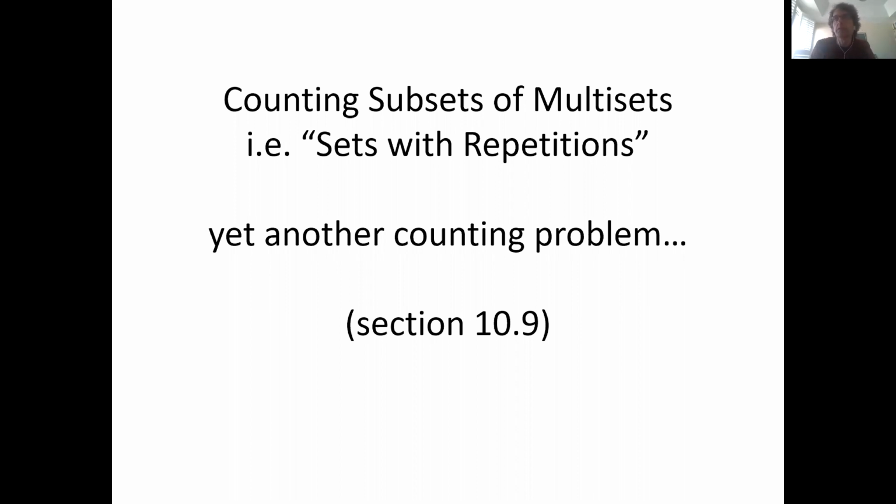We continue with the method of counting. So this is something that someone actually asked last time on multisets. So sets where you can repeat elements.